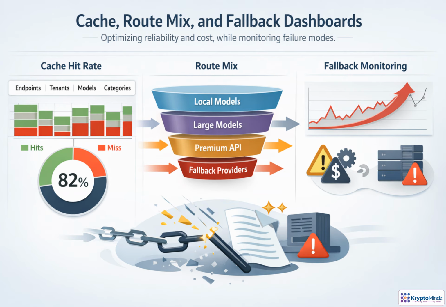Semantic caching and routing are powerful cost controls, but only if you can see how they behave. Track cache hit rate by endpoint, tenant, embedding model, threshold, and request type, because one weak segment can hide inside a healthy average. Watch route mix to confirm traffic is flowing through the intended balance of local models, larger models, premium APIs, and fallbacks. Treat fallback rate as both an availability signal and a cost warning.